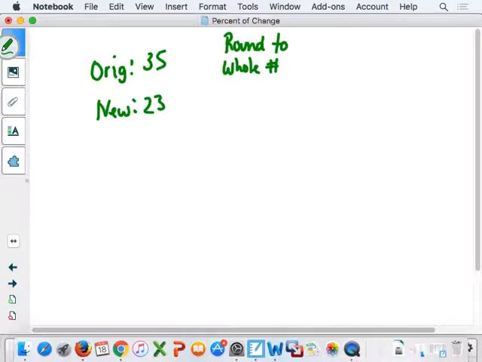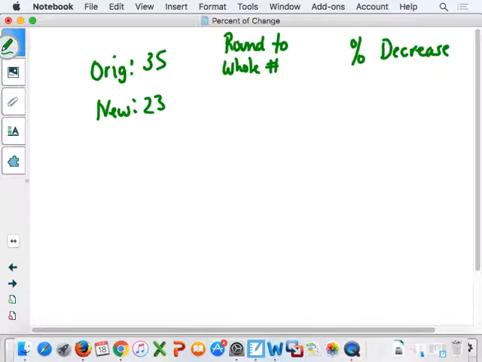Okay, so we're going to find the percent of change. Did our number go up or did our number go down? We originally had 35, now we have 23. So our number went down, so we know that this is a percent decrease.